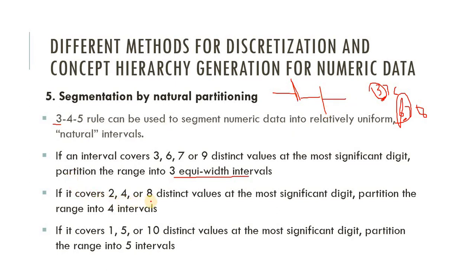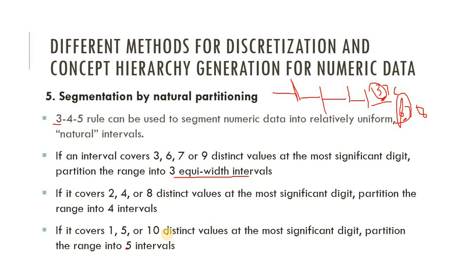If it covers 2, 4, or 8 distinct values at the most significant digit, then partition the range into 4 intervals. And if it is 1, 5, or 10, then partition into 5 intervals. So based on the most significant digits, we partition the data into 3, 4, or 5 intervals. That is why it is called the 3-4-5 rule. By using that, we can partition our data sets. This is how we do the partitioning.